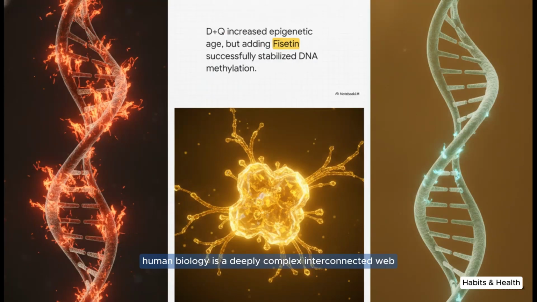But of course, human biology is a deeply complex, interconnected web, which leads us to the Fecitian paradox. In a phase 1 trial, participants taking that dasatinib and quercetin combo actually saw their epigenetic age temporarily increase. It paradoxically aged them faster because of the intense cellular stress of all that tissue remodeling. However, researchers found that adding the natural antioxidant fisetin to the protocol successfully stabilized their DNA methylation patterns. It's a perfect example of why this is a systems biology issue. Interventions require incredibly precise combinations to mitigate unintended cellular stress elsewhere in the body.